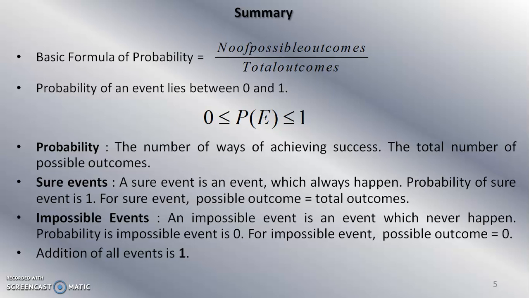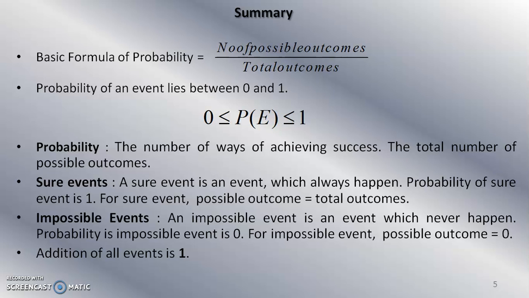Now what is a sure event? A sure event is an event which always happens. Means we are sure about the event, that is called a sure event. Probability of a sure event is 1. For a sure event, possible outcomes equal total outcomes. Now what is an impossible event? An impossible event is an event which never happens. It won't happen at any time, right?